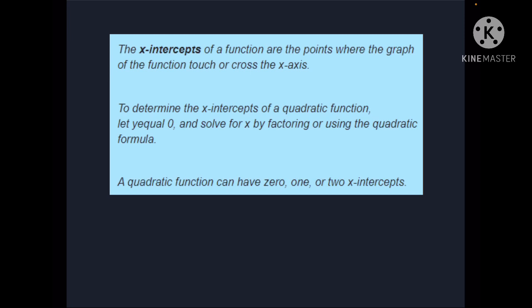Also, a quadratic function can have one x-intercept, two x-intercepts, and sometimes zero x-intercepts, which means that it doesn't touch the x-axis at all, and it is floating without touching the x-axis.